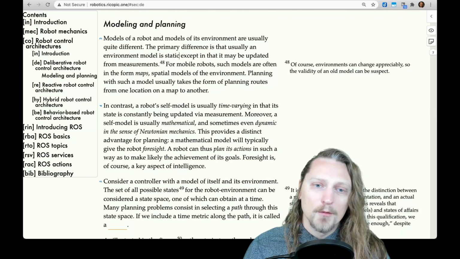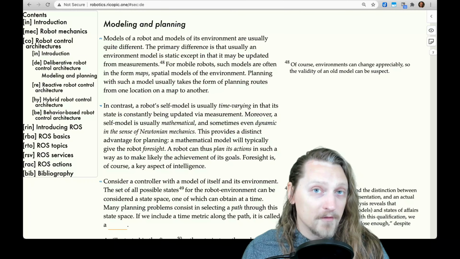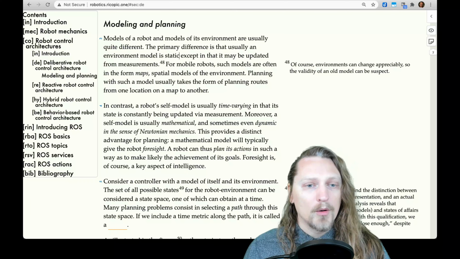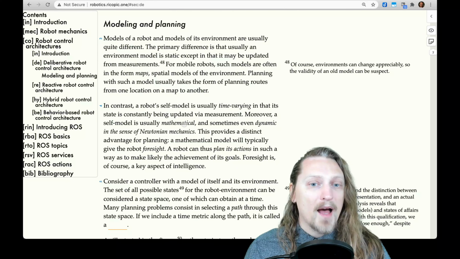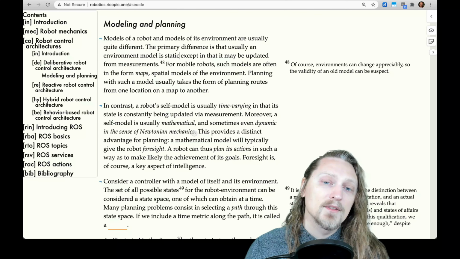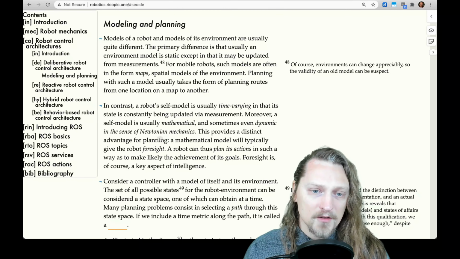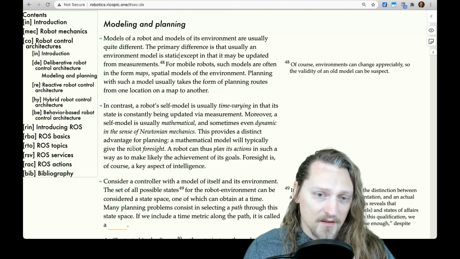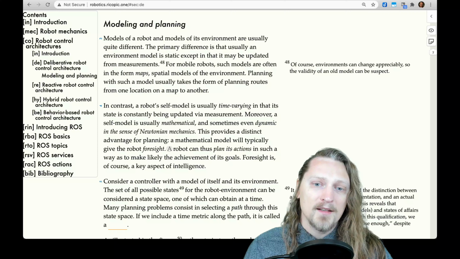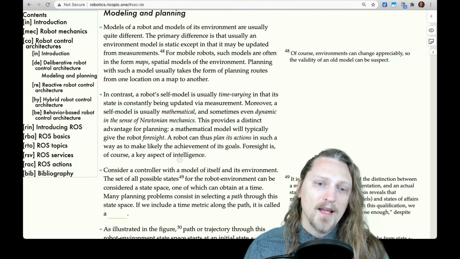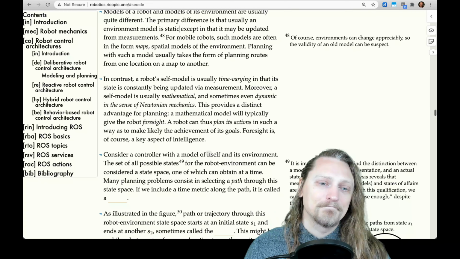In contrast, a robot's self-model is usually time-varying in that its state is constantly being updated via measurement. Moreover, a self-model is usually mathematical and sometimes even dynamic in the sense of Newtonian mechanics. This provides a distinct advantage for planning. A mathematical model will typically give the robot foresight. A robot can thus plan its actions in such a way as to make likely the achievement of its goals. Foresight is, of course, a key aspect of intelligence.